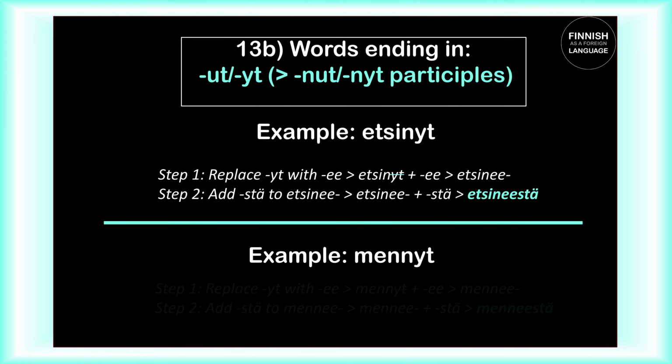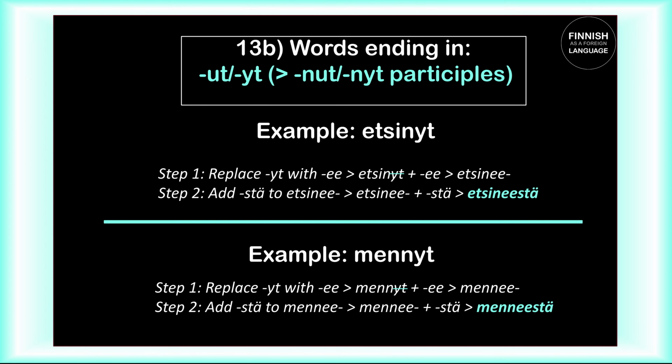Now let's take one more example of this group. Mennyt. It's the past active participle of mennä, which means to go. In the first step again, we have to replace yt with a double e. So mennyt changes to mennee. Then in the second step, we have to add stä to it, and we get mennee plus stä is menneestä. This is the elative case.